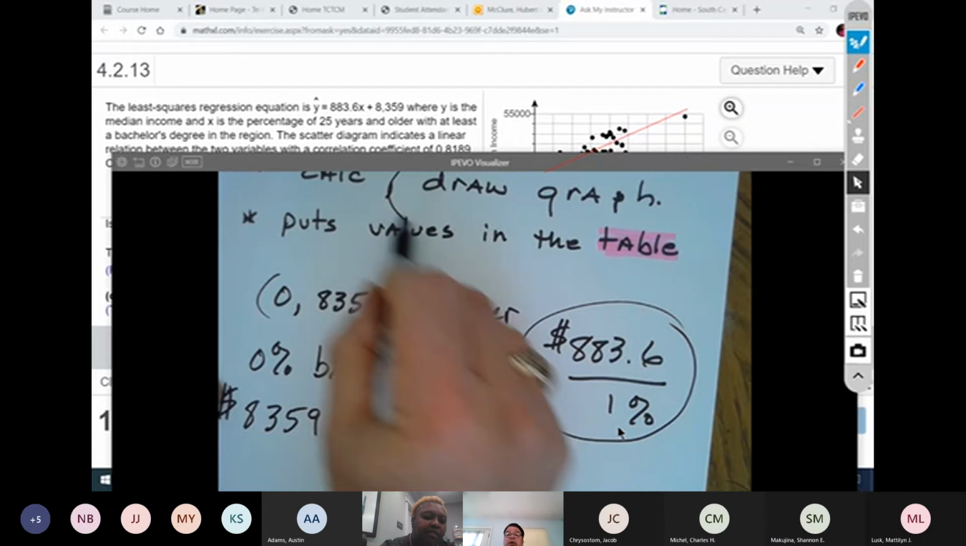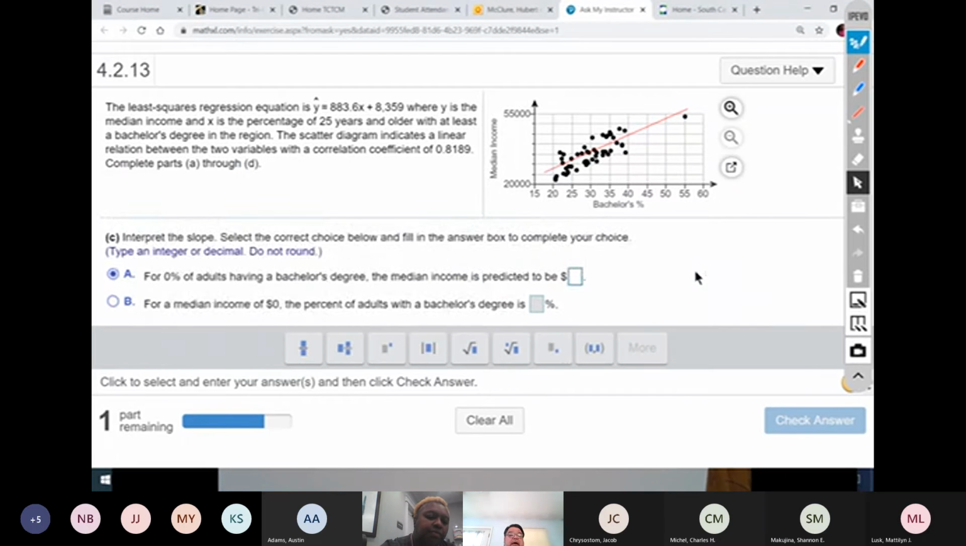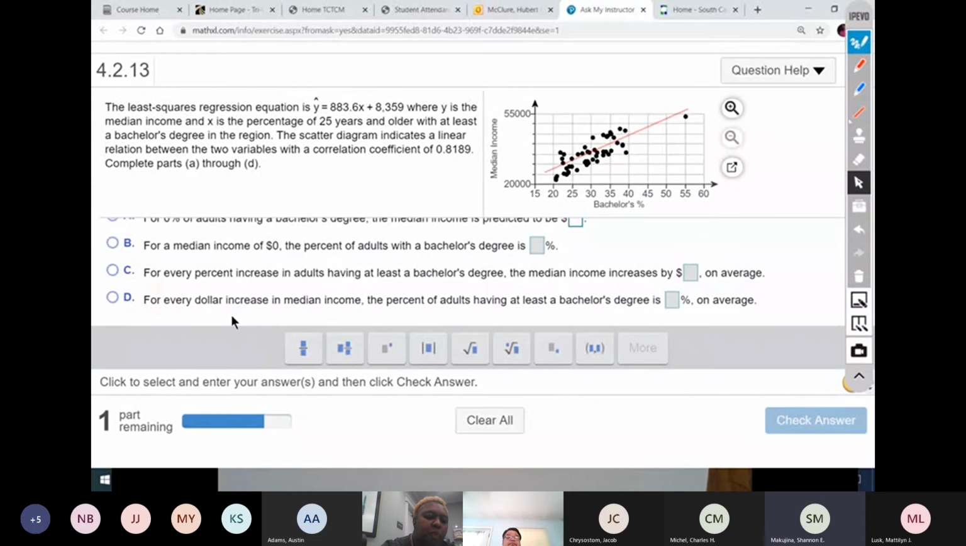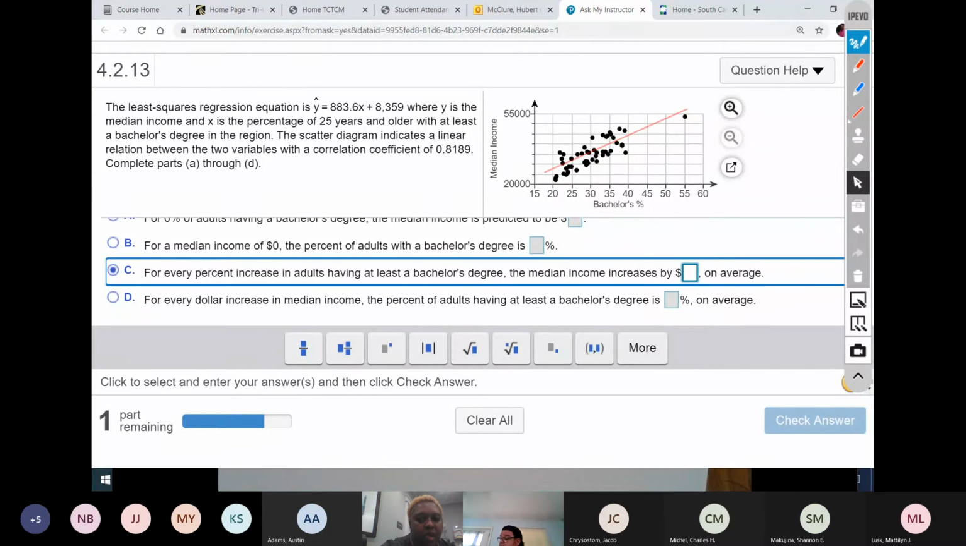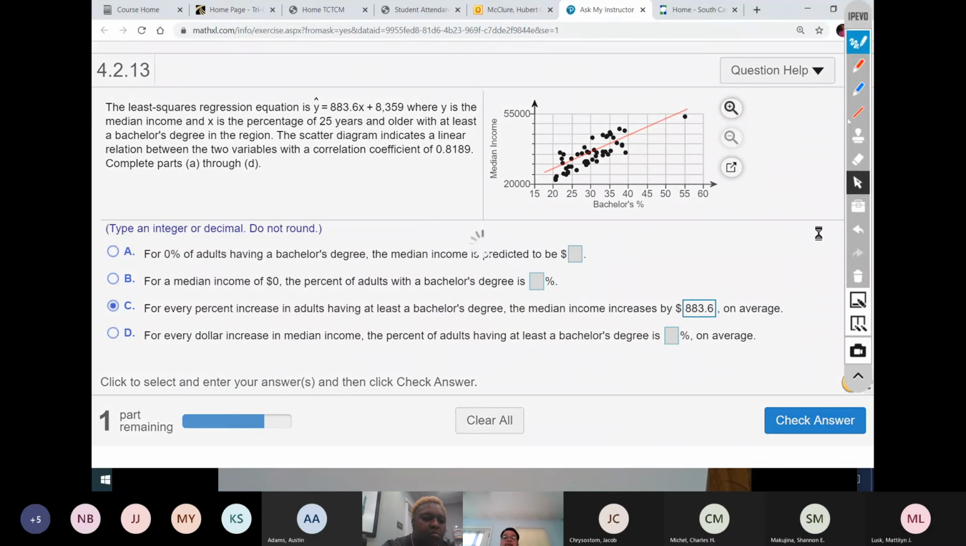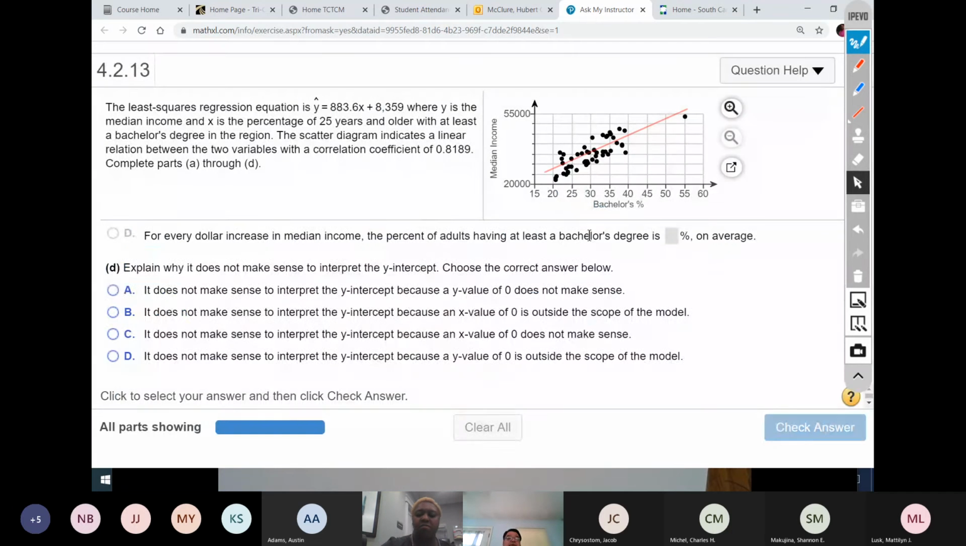So go down here, and which one says that? Looks like to me right here. See, it looks like Charlie. 883.6. And there it is.